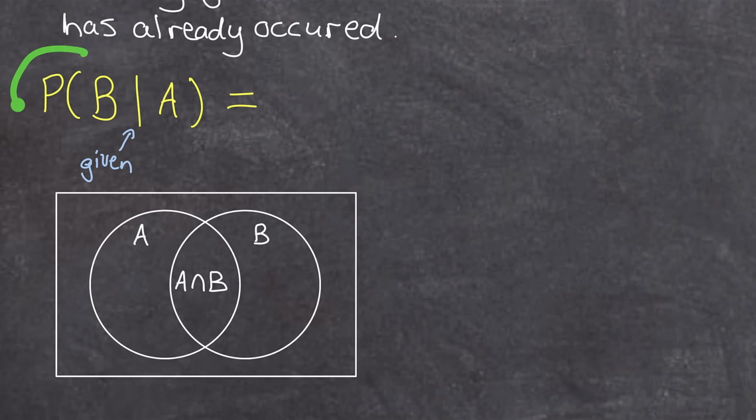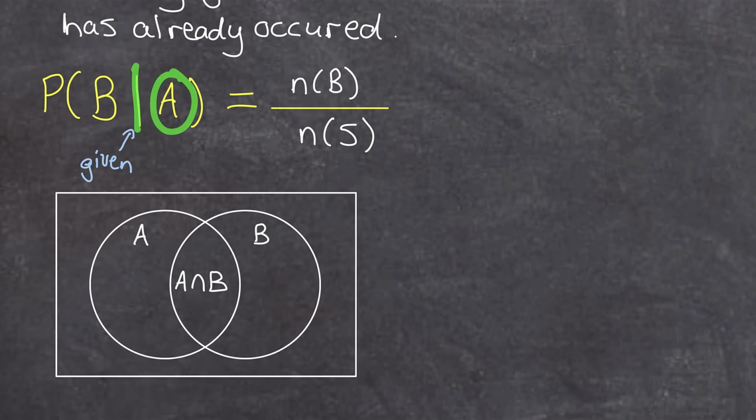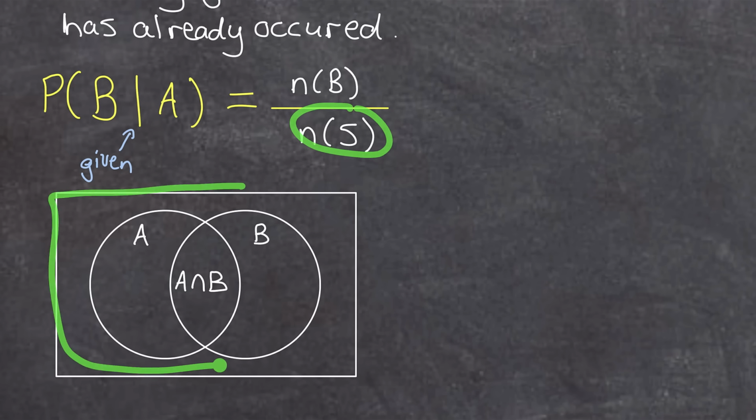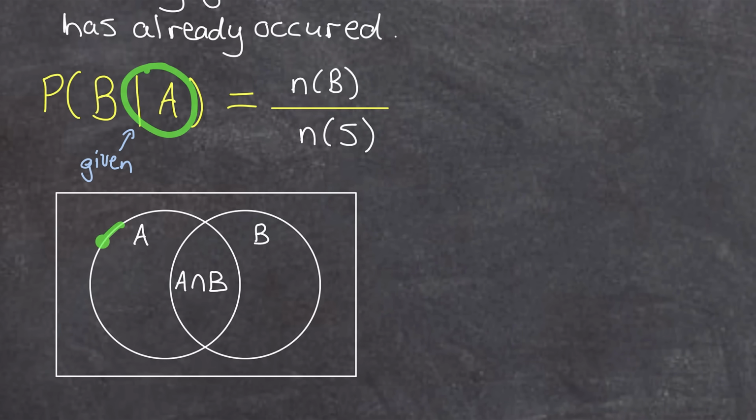Now, if we were just finding the probability of event B happening, I would simply do the number of elements that are inside of event B divided by the total number of elements inside of the sample space. But we don't just want the probability of B, we want the probability of B given that A has happened. So I'm going to have to change both of these. My sample space is no longer everything inside of this rectangle. Because we're given that A has occurred, I can shrink my sample space to only being the elements inside of event A. So I'll change my denominator to the number of elements inside of A.